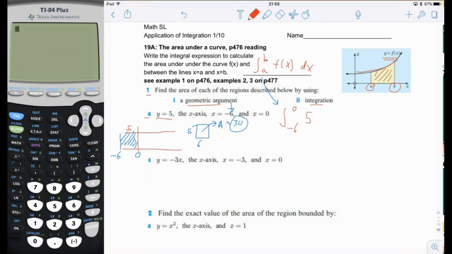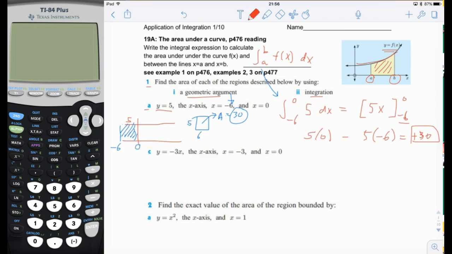The function is actually 5. When you take the integral of 5, it will be 5x. And then the book writes it this way. Definite integral from -6 to 0. So first we're going to put in 0, 5 times 0. And then we subtract the value when we put in the second argument, -6. And that gives us 0 minus a minus 30. So it's going to be positive 30. And it gave us the same answer as the geometric argument, which is what we should get.